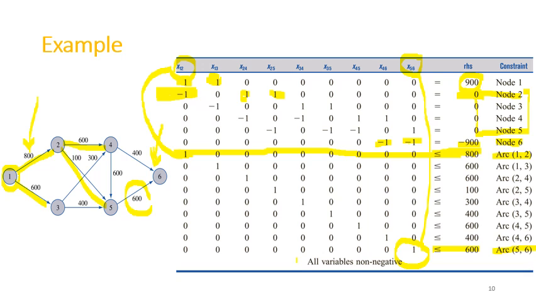Finally, for the lower bound constraint, all variables must be non-negative, which means that for each arc in the network, you cannot have a negative number of cars going through that arc. So this is the formulation of the minimum cost network flow problem for that example. We have formulated the objective function, decision variable, constraints, and the lower bound and upper bound for each decision variable.